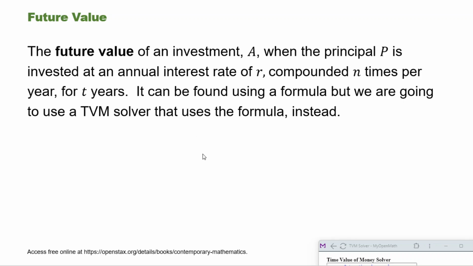Future value. The future value of an investment, A, when the principal P is invested at an annual interest rate of R, compounded n times per year for t years, can be found using a formula, but we are going to use a TVM solver that uses the formula instead.